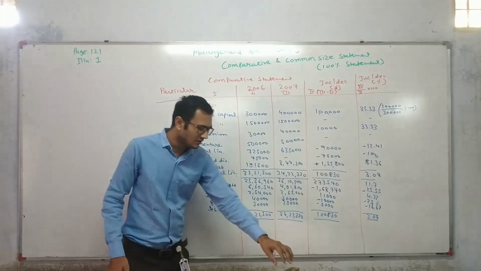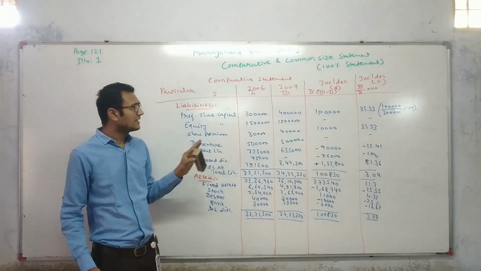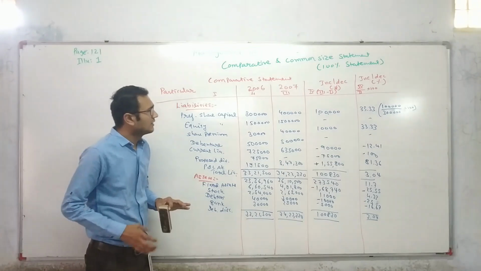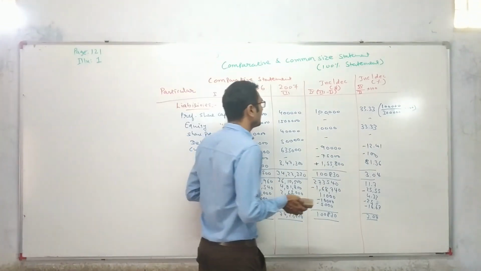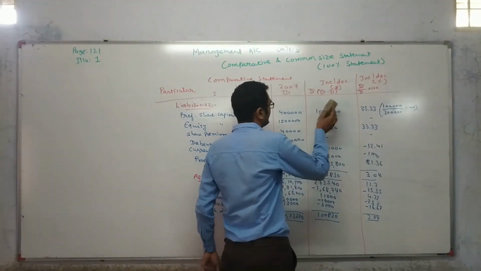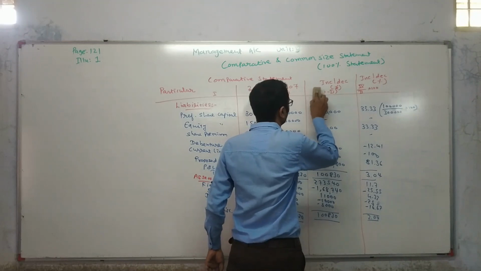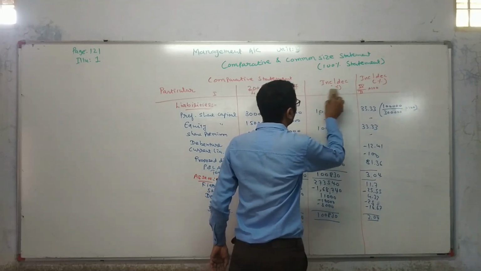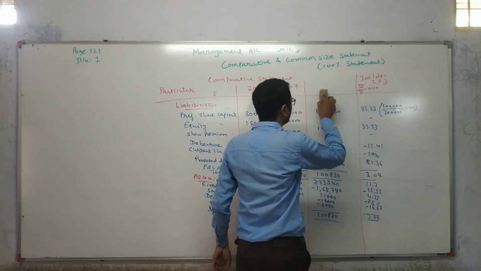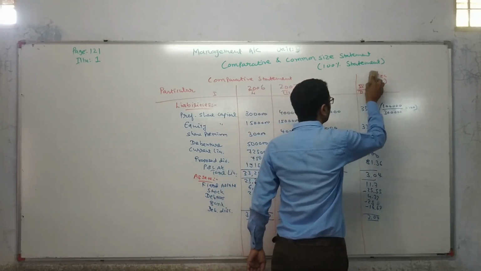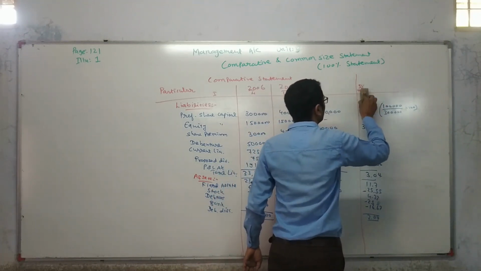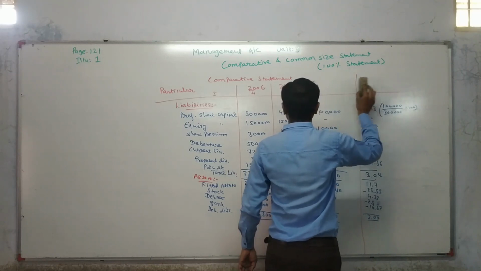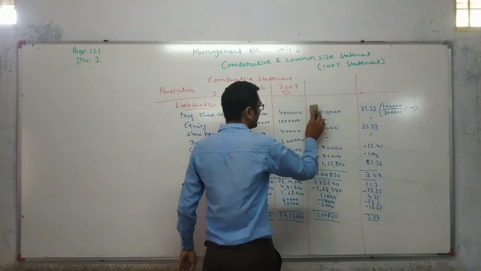So now we'll solve the same example, but we'll prepare the common size statement. Now in common size statement, only the percentage column is prepared. First two column would remain same. First three column.